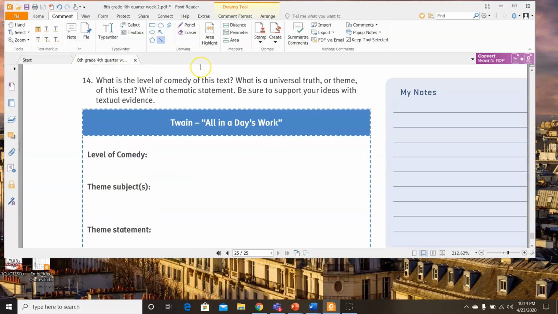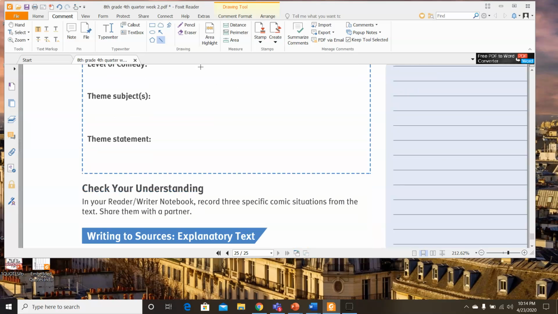Then it's saying, what is the level of comedy in this text? What is a universal truth or theme of this text? Write a thematic statement. Be sure to support your ideas with textual evidence. So level of comedy, they're talking about, is it low comedy or high comedy? For theme, that means the message of the story. What is the author trying to say? And then you're writing a theme statement to explain in a sentence what the theme of the story is and how you know that that's the theme.